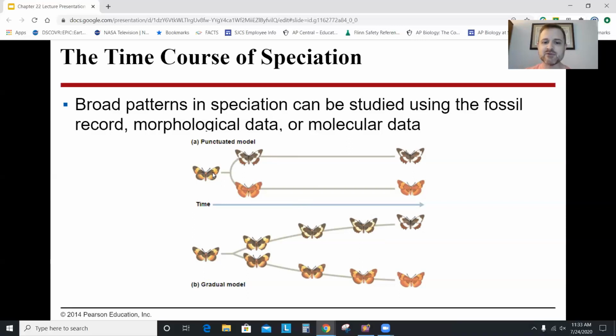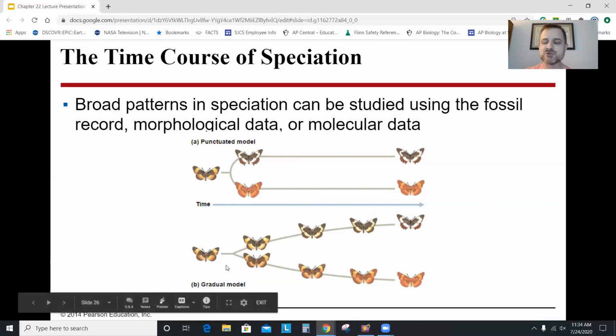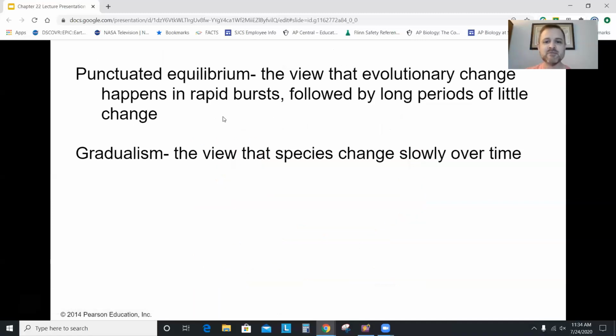Here I had rapid change really quick and then no change at all. So it's punctuated, like it stopped, it started, and it stopped, like the period of a sentence. The gradual model shows gradual change, where we have intermediates over time. Punctuated equilibrium, again, is the view that evolutionary change happens in a rapid burst and then nothing. Gradualism says that it's slow, steady change over time. Which one happens? Well, the answer is both of them happen.